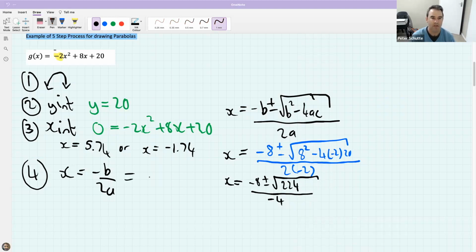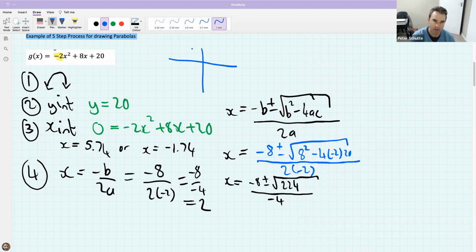So we get -8 over 2 times -2, which is -8 over -4, which is 2. Okay, now, in this mystery parabola that we're trying to draw, what we found is that the axis of symmetry, the place that goes through the middle of the graph, is x equals 2.